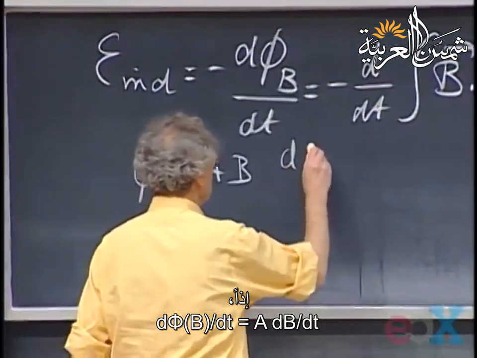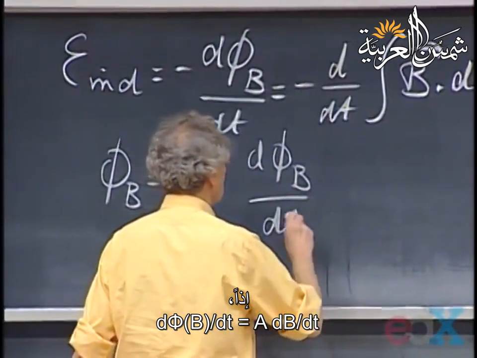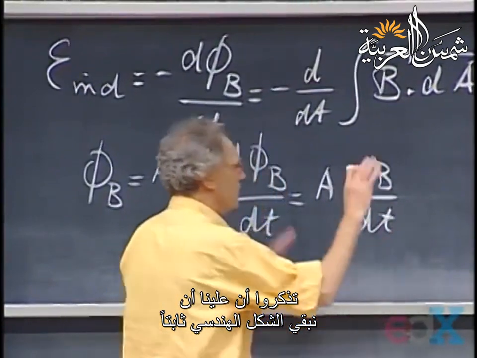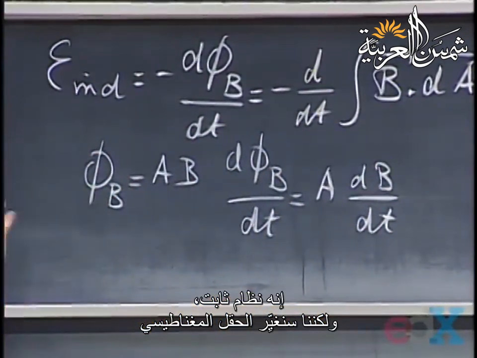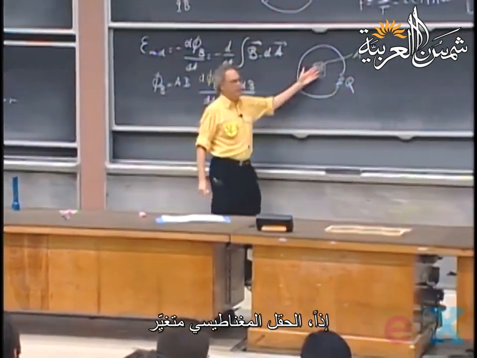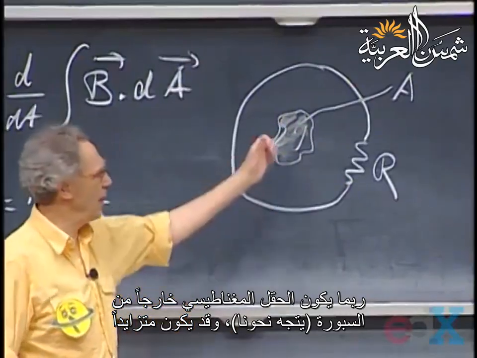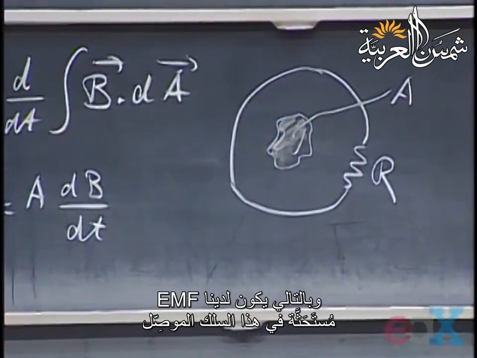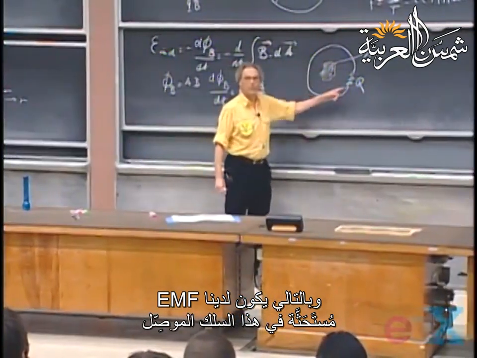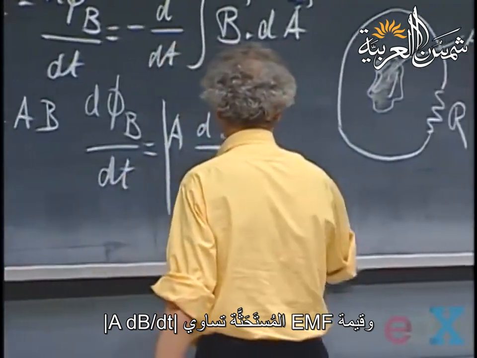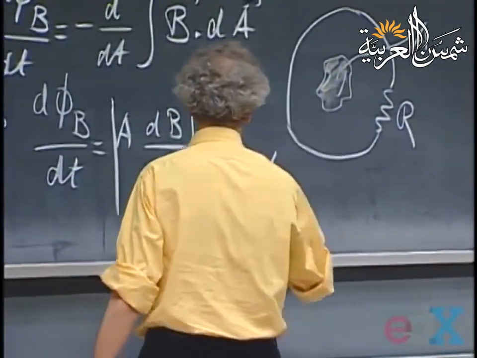And so dΦ/dt is then A times dB/dt. Remember, we were going to keep the geometry constant. It's a stationary system, but we're going to change the magnetic field. So this magnetic field is changing. Perhaps it's coming out of the blackboard now, and maybe it's increasing. And so you induce then in this conducting wire an EMF, and the EMF has this magnitude. This is the magnitude of the induced EMF.